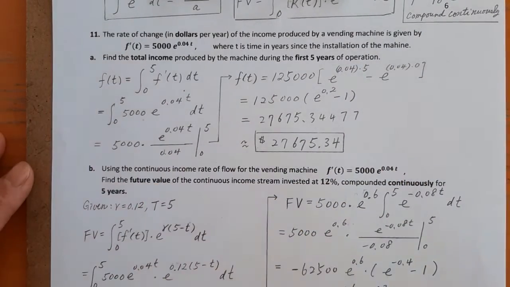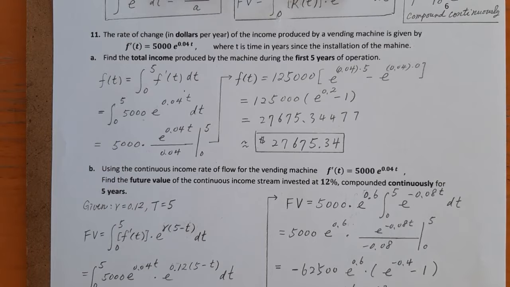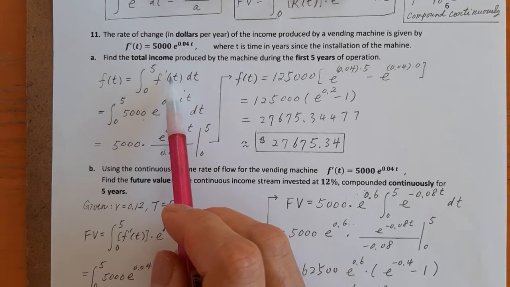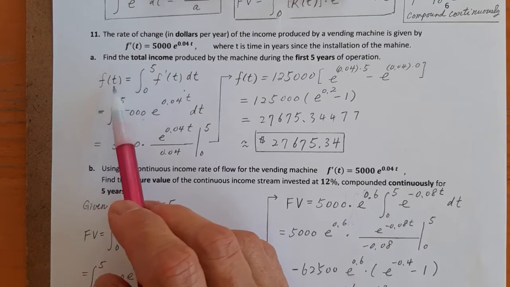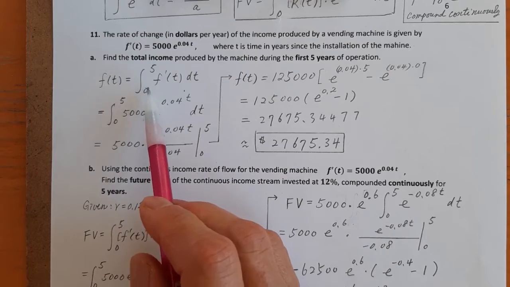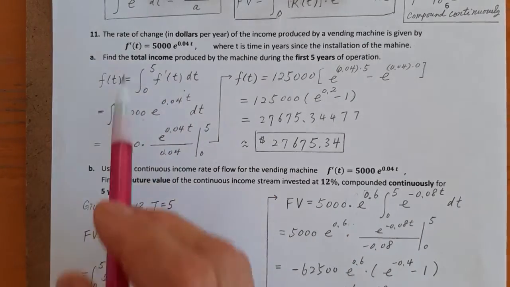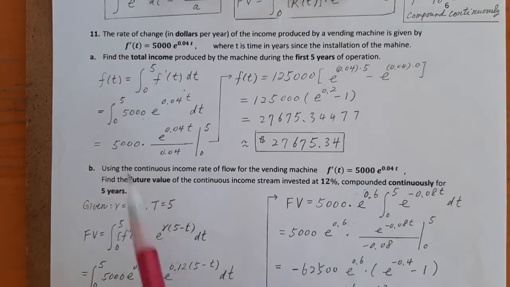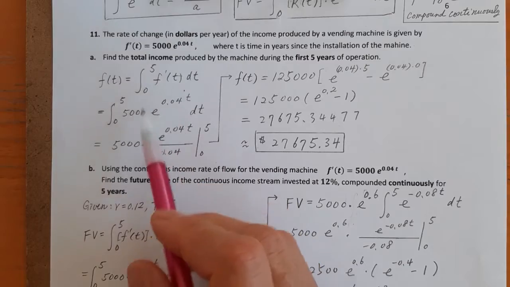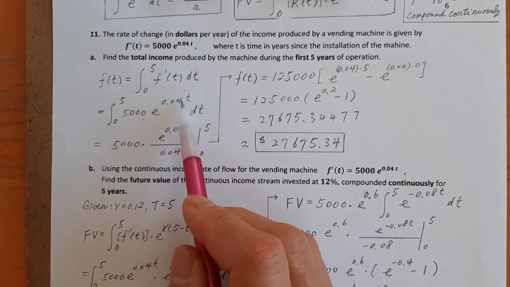A, find the total income produced. This is per year income in dollars produced by the machine during the first 5 years. So first 5 years, each year so much, then 5 years. So it's a summation, a continuous sum. So f of t is equal to the integral 0 to 5 of f prime of t dt. F prime, take the integral, is f of t. And here first 5 years, so 0 to 5. So the integral 0 to 5 of 5,000 times e to the power 0.04 t dt.